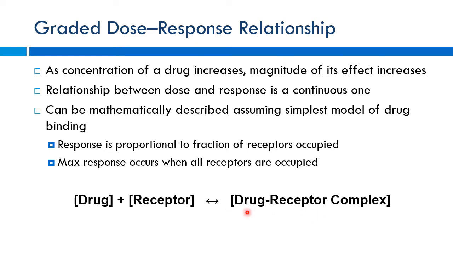Drives it to the right, right? So I should expect to see more drug-receptor complex. And again, there could be a point where I reach saturation, where this is all I have essentially. It doesn't matter how much more drug I add, there are no more receptors for it to interact with, okay? So this is going to be that graded dose-response curve, where I can look at changes over a wide range of doses in one individual patient essentially.